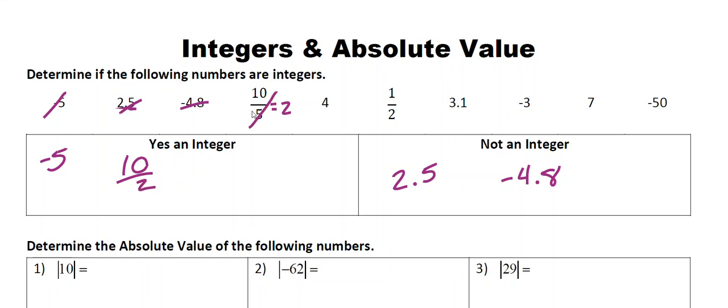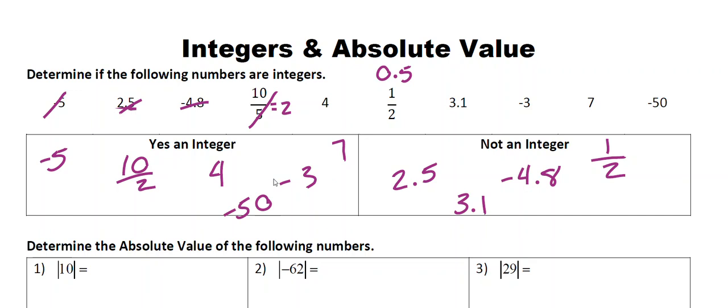Okay. I want you to try the rest on your own. If you need to, go ahead and pause the video real quick. So I have 4 is an integer. 1/2 is not an integer because that's 0.5. 3.1 is not an integer. Negative 3 is an integer, it's a whole number. 7 is an integer, and so is negative 50.